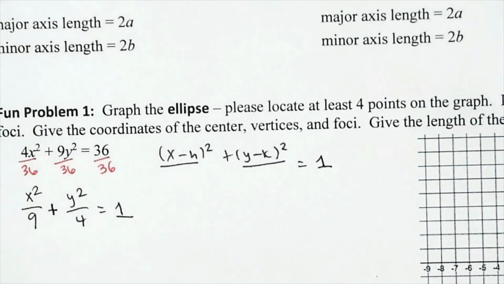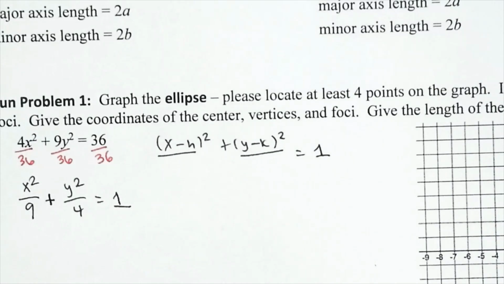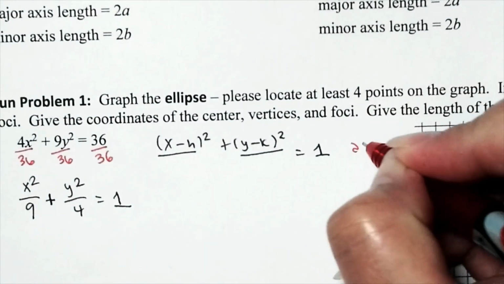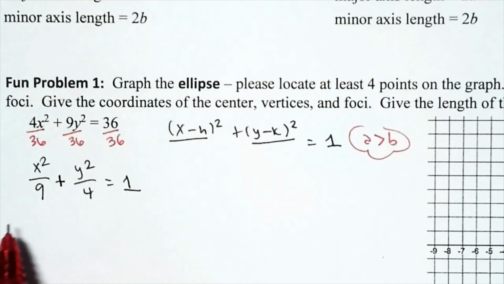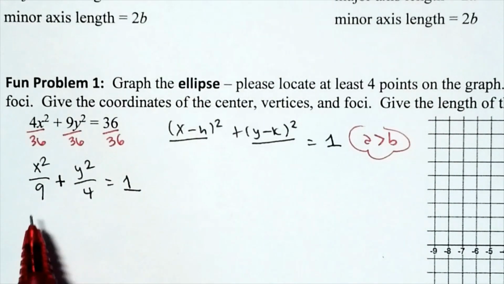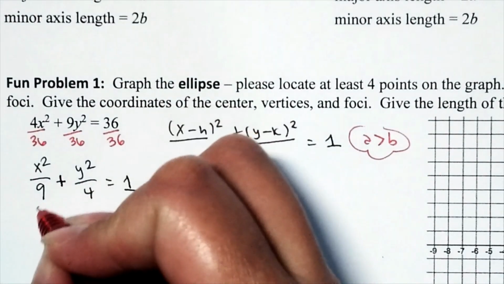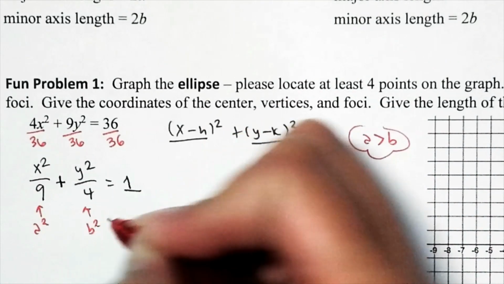So we should have an a squared and a b squared, but the question is which of these two numbers should be a squared, and which one should be b squared. Bear in mind that when it comes to an ellipse, the value of a always has to be greater than b. So whichever of these two numbers is bigger, that's going to be associated with a. Last time I checked, 9 is bigger than 4, so this is going to be associated with a. So in this case, we have a squared equals 9 and b squared equals 4.